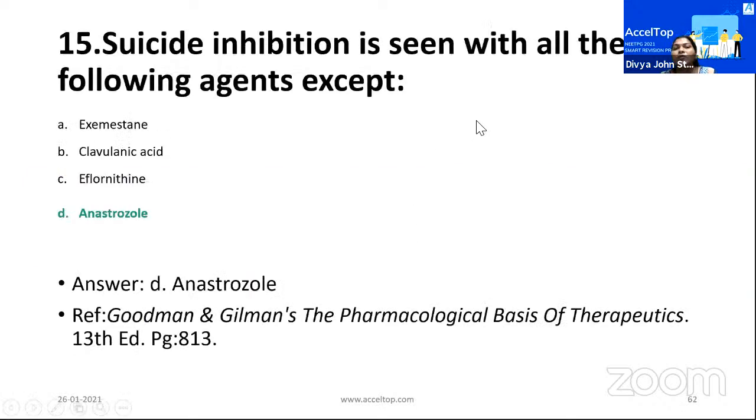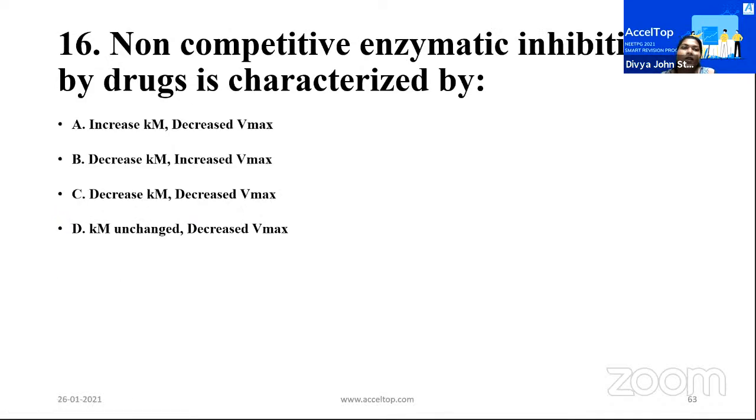Right. So now you know suicide inhibition is seen with all the following agents except anastrozole. One of the questions that is repeatedly asked is: non-competitive enzyme inhibition is characterized by alteration of what parameters? Option A, increase in Km or decrease in Vmax; decrease in Km or increase in Vmax; decrease in Km or decrease in Vmax; Km is unchanged and decrease in Vmax.